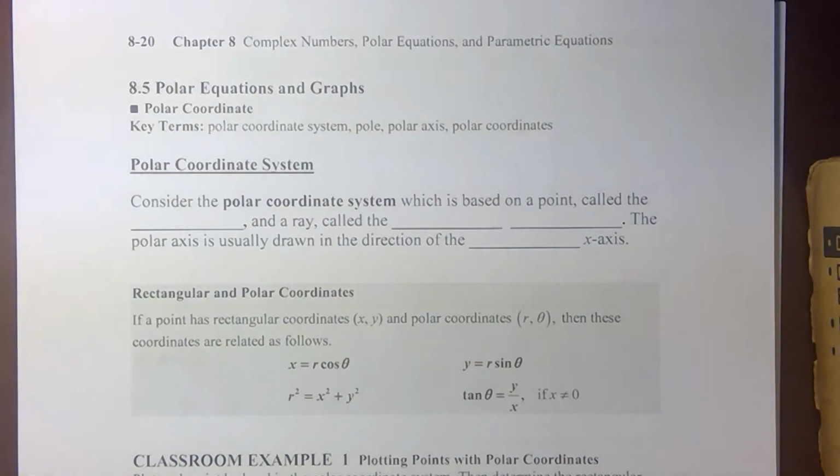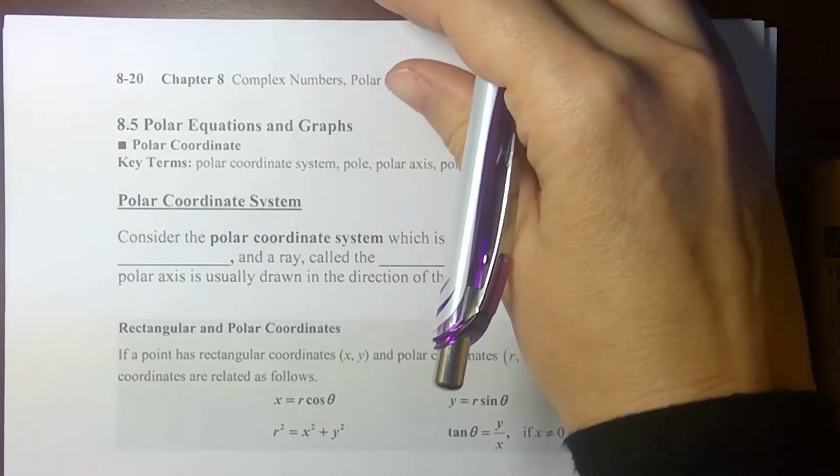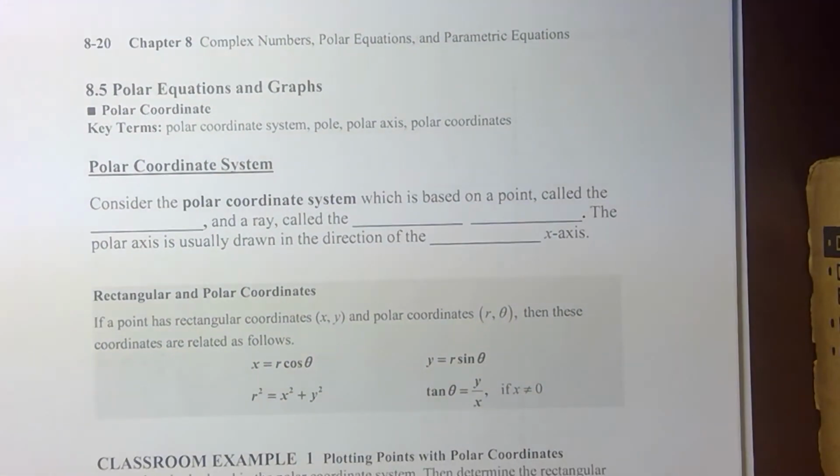Hopefully you just finished going through 8.2. Remember, the sections in Chapter 8 we're doing all out of order. We did 8.1 and 8.2, now we're doing 8.5, and then we will go back to 8.3 before finishing up the unit with 8.4.